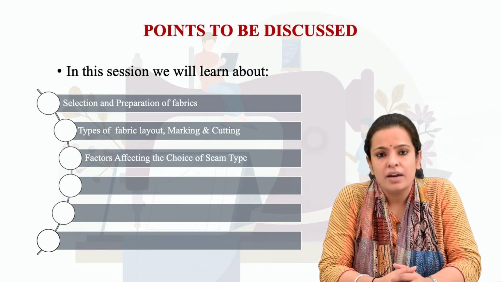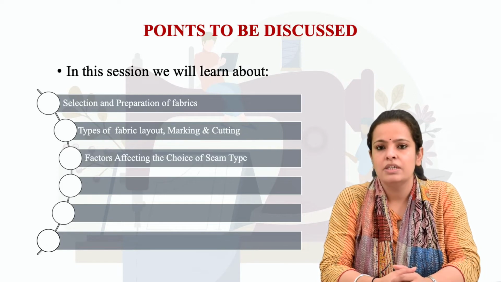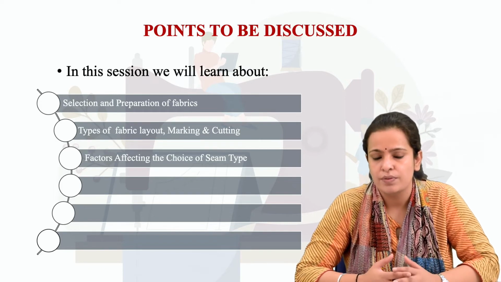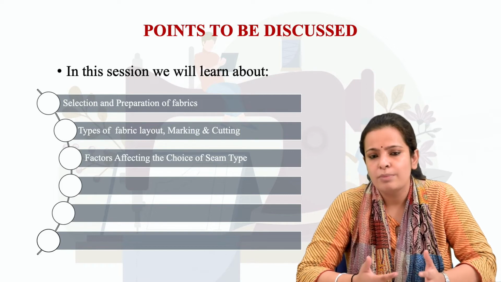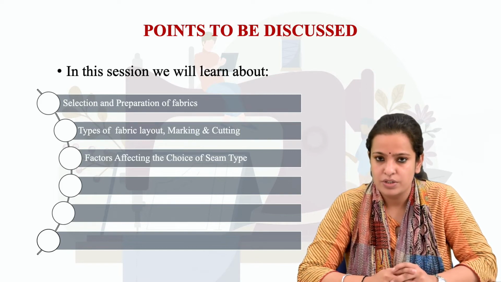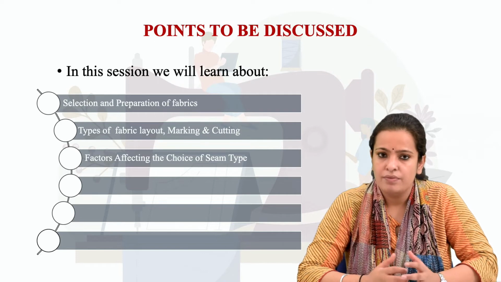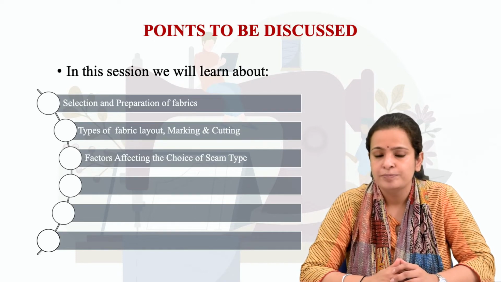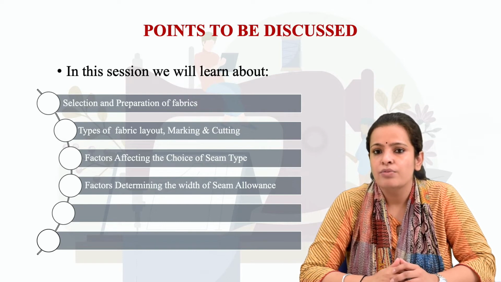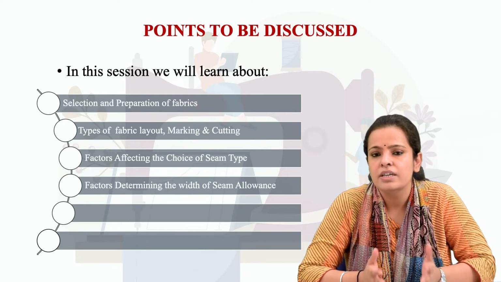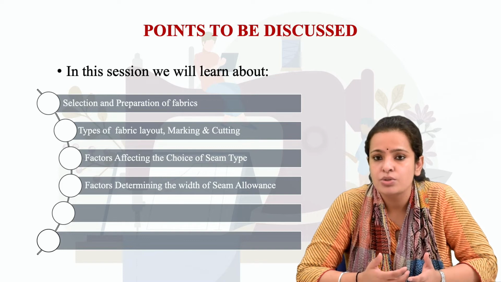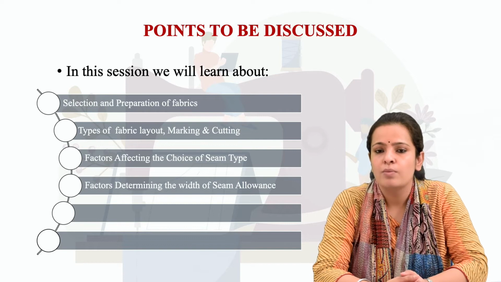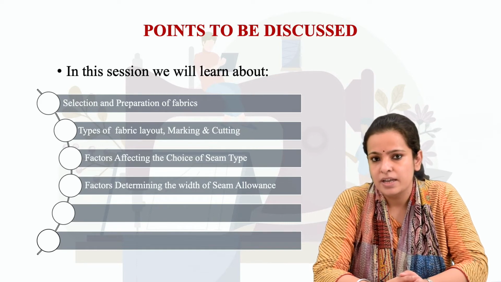There are different factors affecting the choice of seam types. We have discussed different types of seams, so which type of seam we will use for which type of fabric, and what factors affect the choice of seam type, we will discuss that. We will also cover the factors determining the width of seam allowance. It is important to know what amount of seam allowance should be given and what factors determine that.